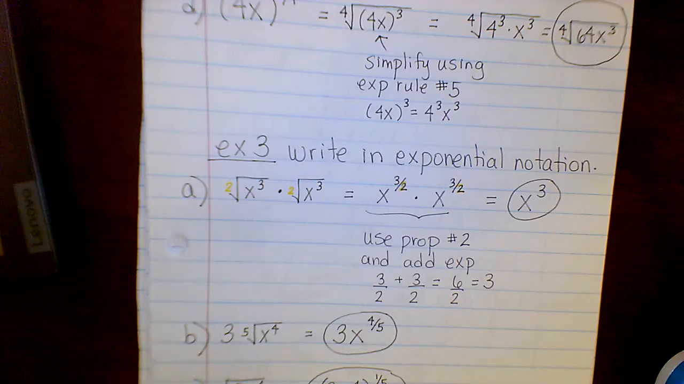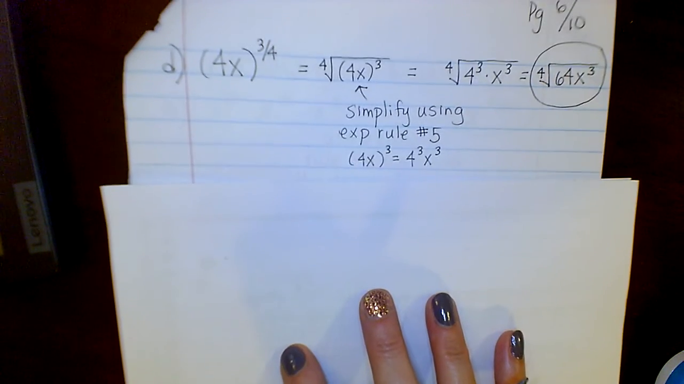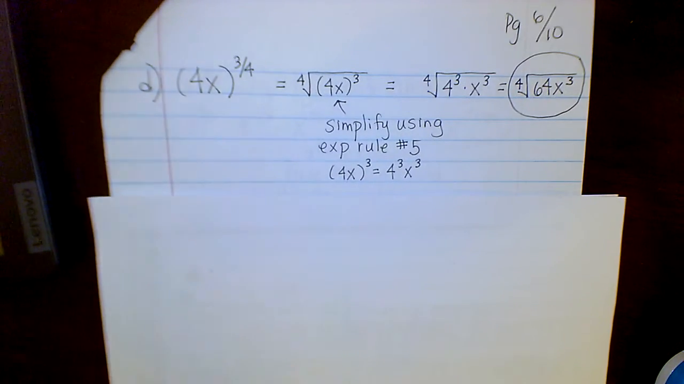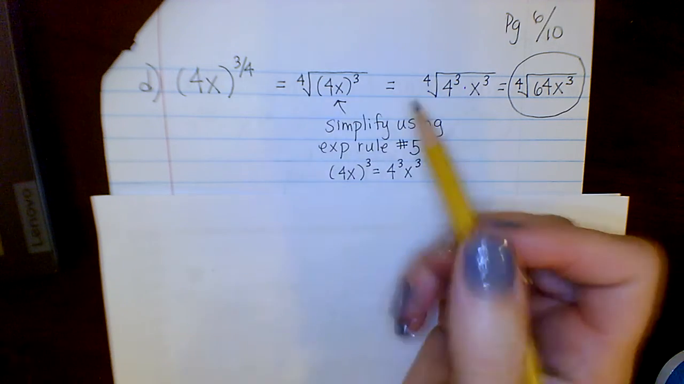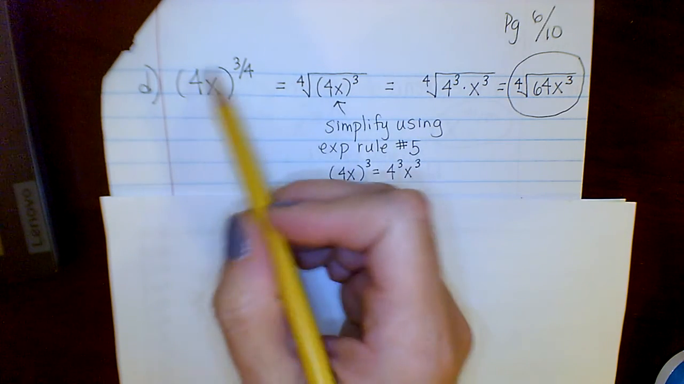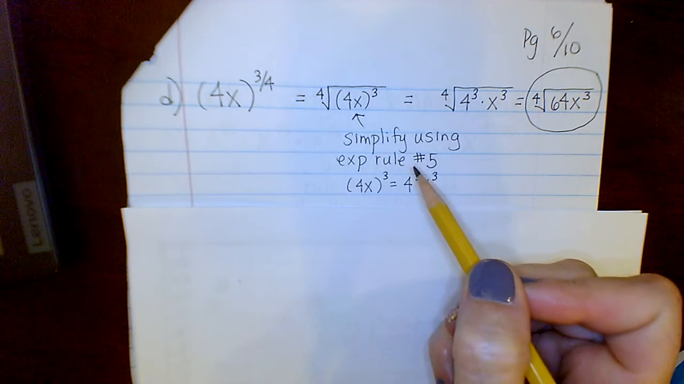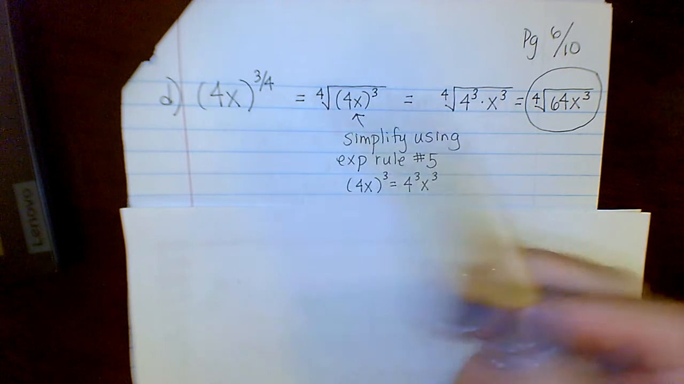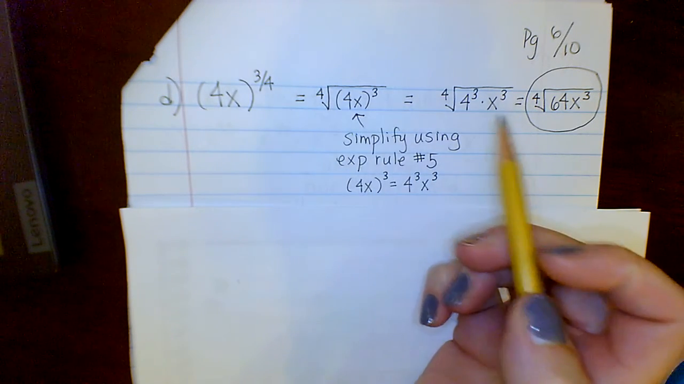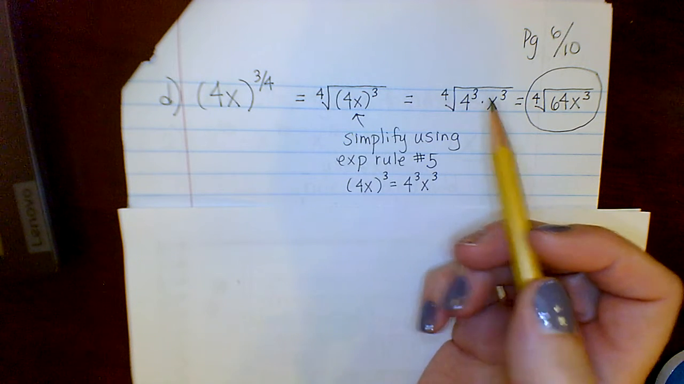Alright, so let's see another one here. Here we've got 4x to the 3/4 power. Rewriting this, because this is all in parentheses, all of that is going to be under that radical symbol. So I'm going to have exponent over root. So there's my root, there's my exponent. Notice how I put parentheses around that 4x.